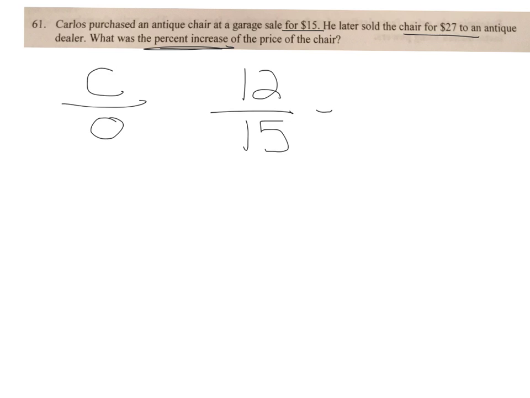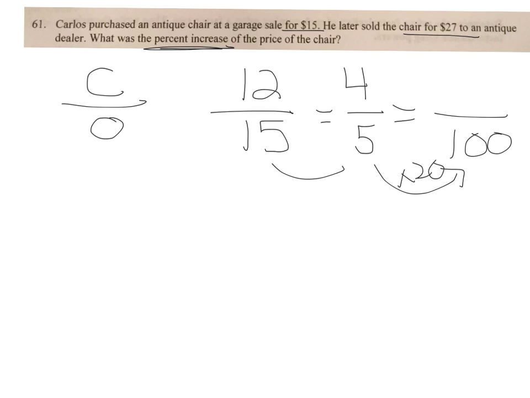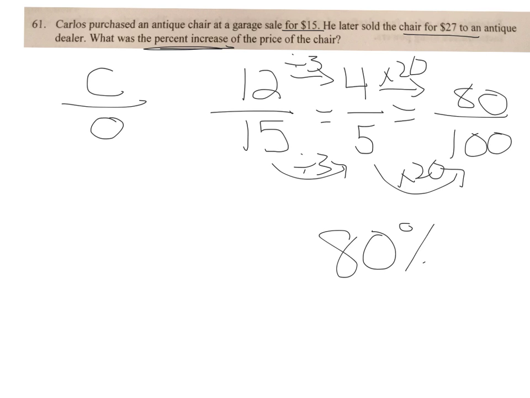This one, I'm actually going to go ahead and scale it down. 3 will go into both of these, so this will be 4/5. And then just to get to 100, to make it out of a percent, times that by 20. So just so you see, I divided this by 3. That's where these numbers are coming from. And then multiply this by 20. So 80 out of 100 would be an exact 80%. So he increased his profit by 80%.